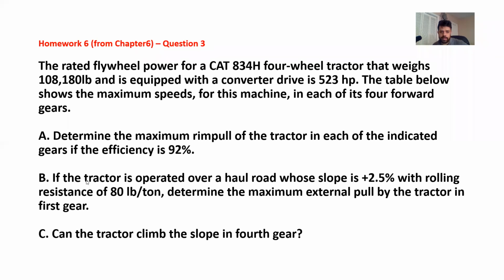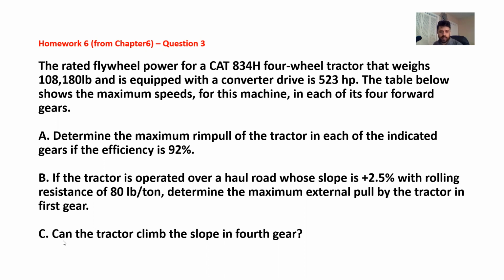And then the next part, it says if the tractor is operated over a haul road with this slope, positive 2.5%, with rolling resistance. So rolling resistance is ready to use. It's 80 pound per ton. Determine the maximum external pull. So this is actually the usable pull, the usable power of the machine. So in part A, we can find the pull that is generated. In part B, we should find the summation of the resisting forces and deduct it from the generated pull. The remainder will be the usable pull.